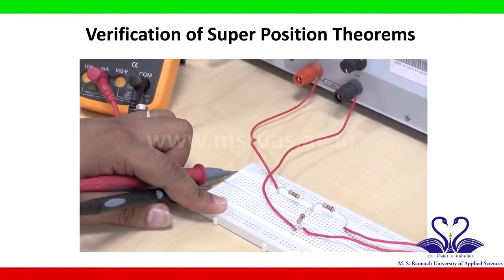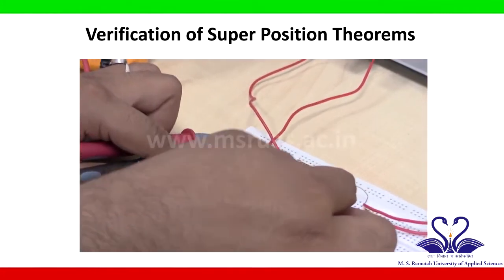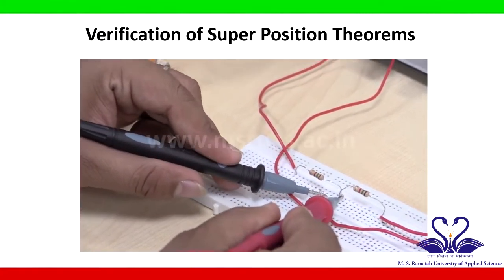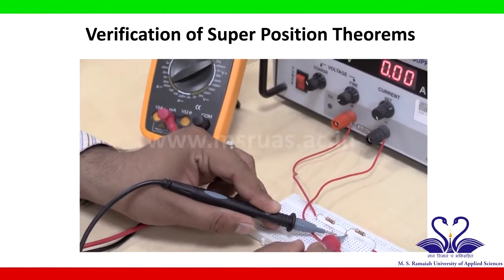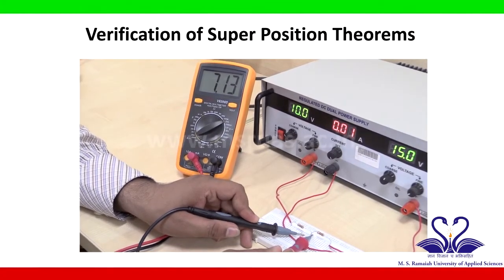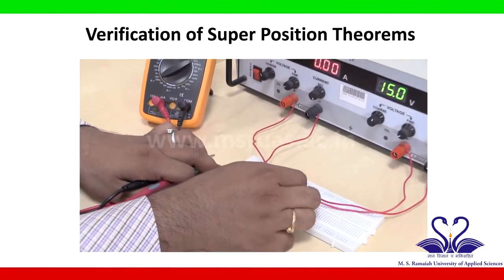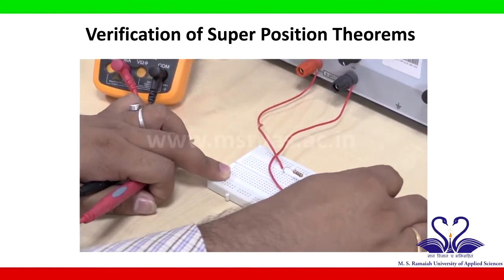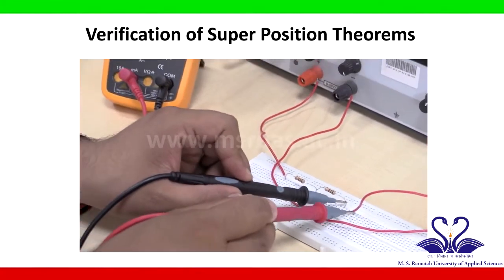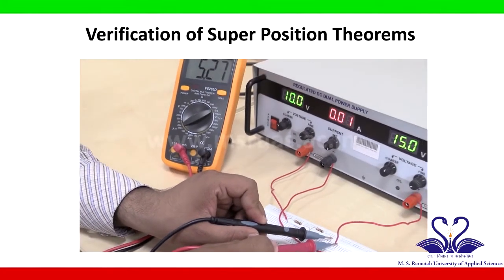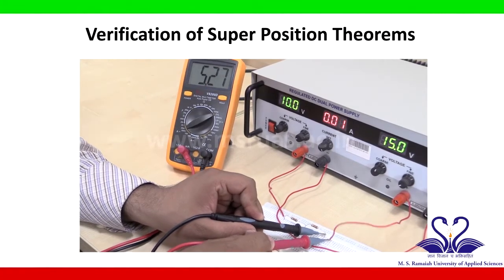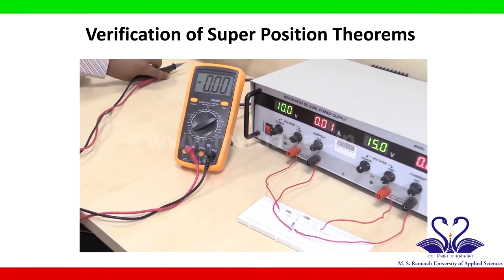Now let us measure the current flowing through resistor R2. The value of I2 is 7.13 milliamps. Now let us measure the current flowing through R3, that is I3. The value is 5.27 milliamps. This completes the first part of the experiment.